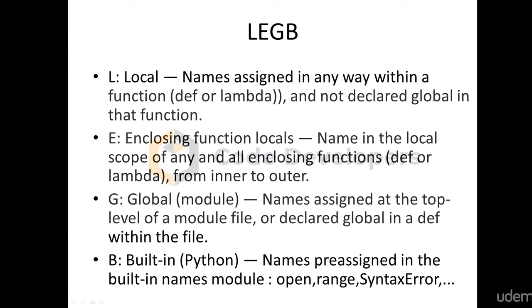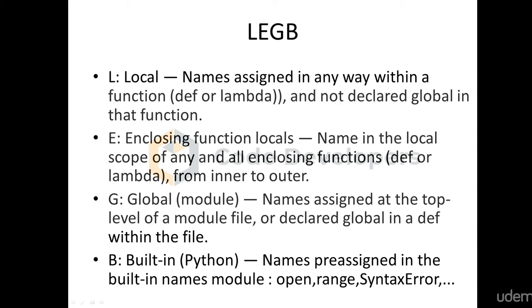Okay. Next, if it couldn't find it in local, it looks for enclosing function locals. That is the name in the local scope of any and all enclosing functions, such as def or lambda, from inner to outer. We'll see an example of that in a further slide. After that, it checks for global. Those are names assigned at the top level of the module file or declared global in a def within a file. We'll talk about the global statement in just a second. After that, it checks for built-in names in Python. Those are names pre-assigned in the Python language, such as open, range, syntax error, etc.